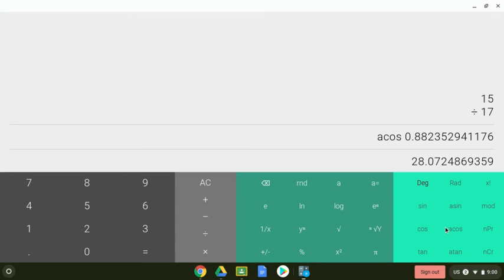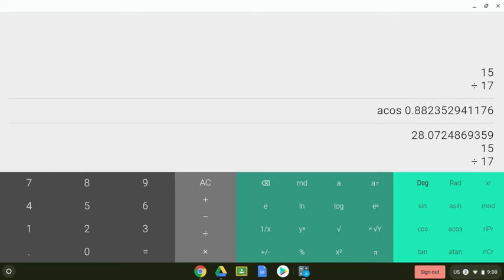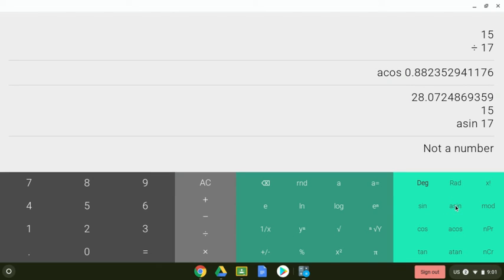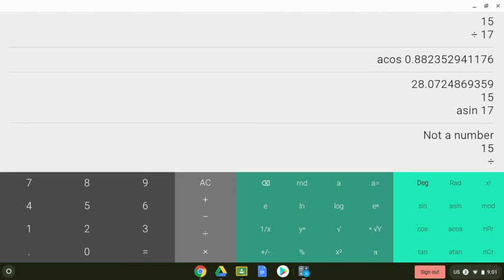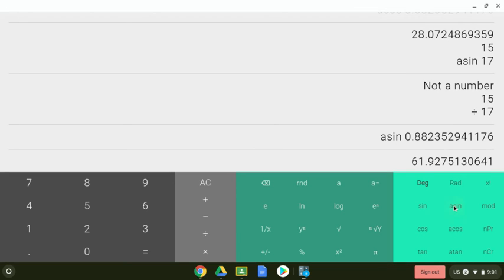And then real quick before we go forward, if I do 15 divided by 17 and hit a sine, that's not a number. I need to do 15 divided by 17 first. And then if I hit a sine of that, I get 61.92. That would round to 61.93. That would round to 28.07. 28.1 and 61.9 if I round to the nearest tenth. If I add those up, that's going to be 90.